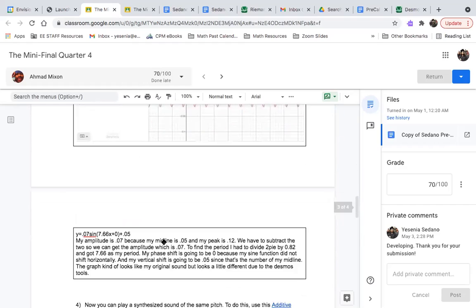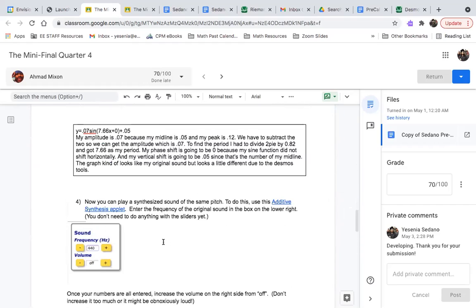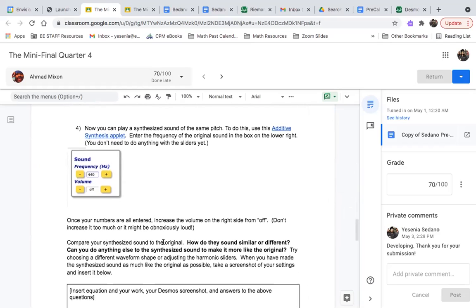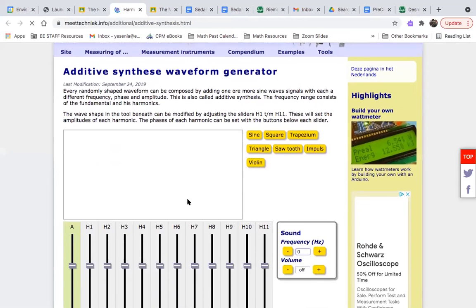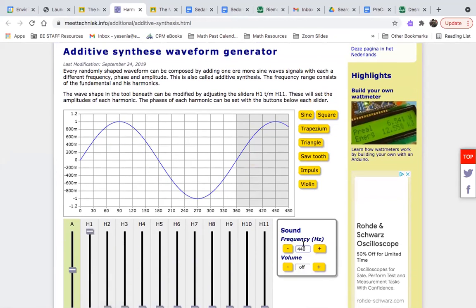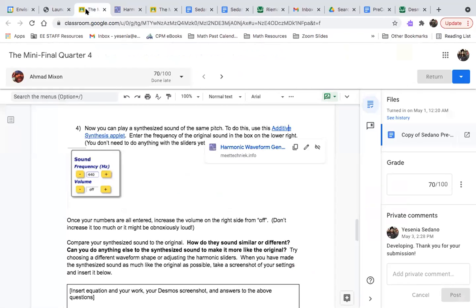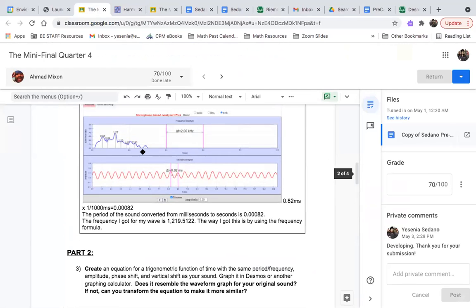And so once you have your frequency, you could copy and paste it onto the applet. So let's open up the applet and let's do that. So once you get onto the applet, the frequency is already set to 440. So we're gonna switch that to whatever your frequency was. So this was a humongous frequency, dang, 1,219.